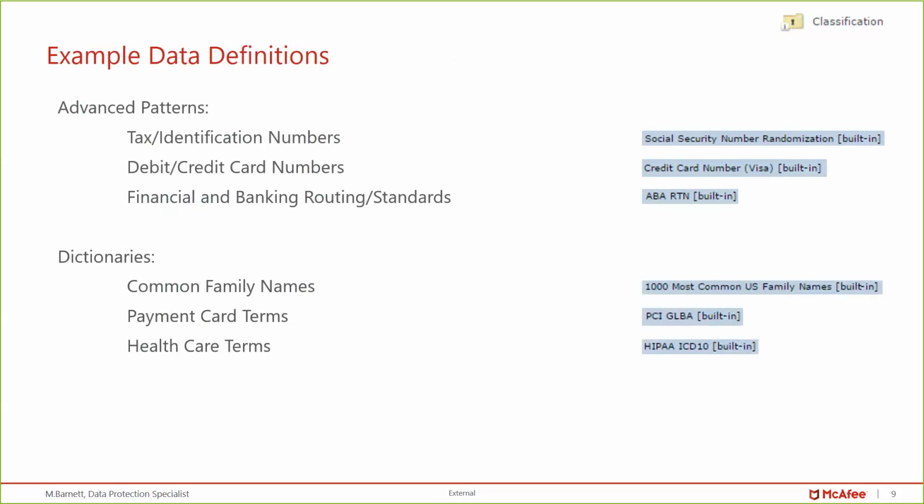If we go to dictionaries, a good example is our most common U.S. family names. You don't necessarily have to use that. You could use a subset of that. You could certainly make your own if you wanted to list out all your different employee names or all your different employee IDs. If they have, maybe it's a letter followed by 6 digits, if you wanted to put all those specific things and use that in some form or fashion. Also, we have some of the payment card industry terms, and we have many different healthcare dictionaries that you're welcome to use.